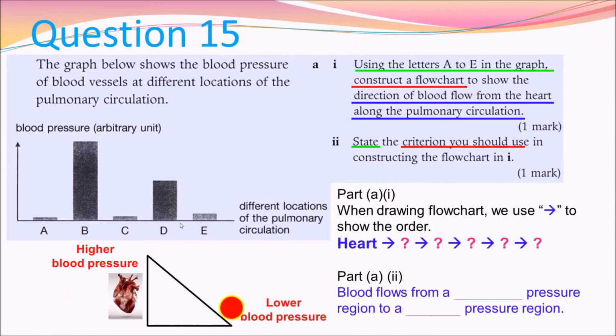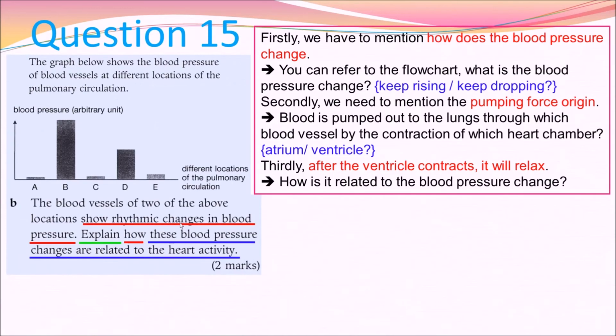So for part A2, the criterion will be that blood flows from a higher pressure region to a lower pressure region. I think it will not be that difficult for you to answer this. Just remember, once your heart pumps, boom, boom, it will generate a high blood pressure, right? So where will the blood go? It will go anywhere of lower blood pressure. And then part B is talking about the blood pressure of two of the above locations showing rhythmic changes in the blood pressure.